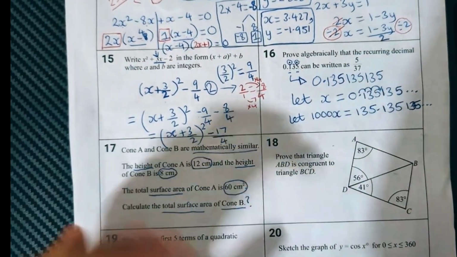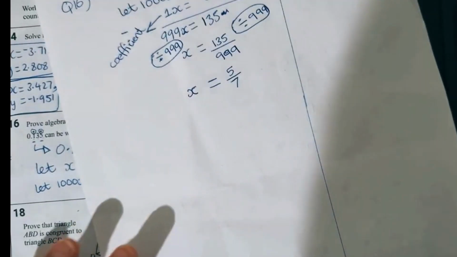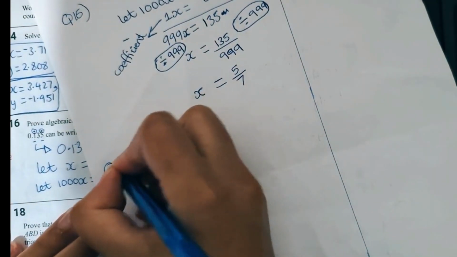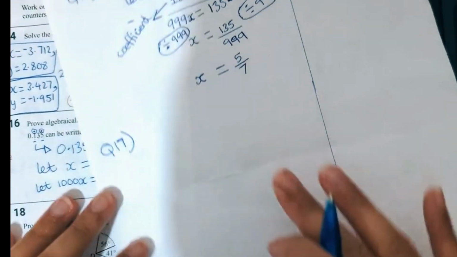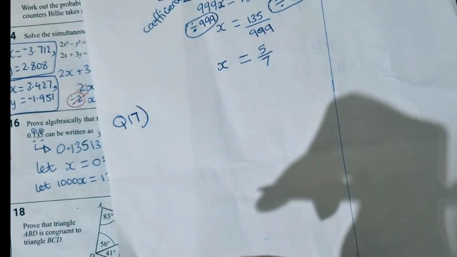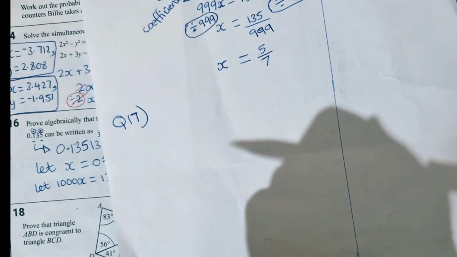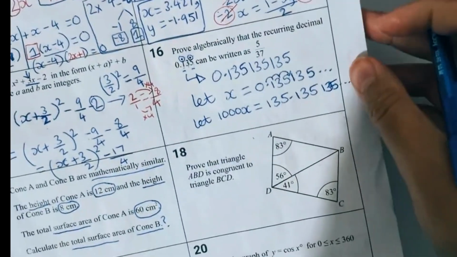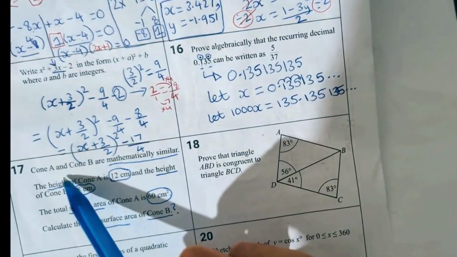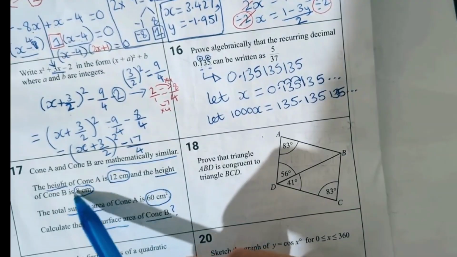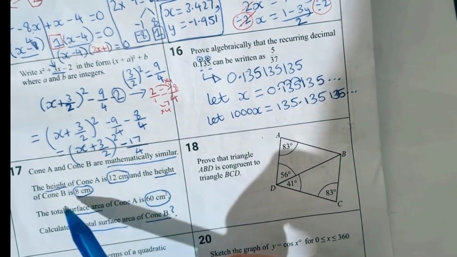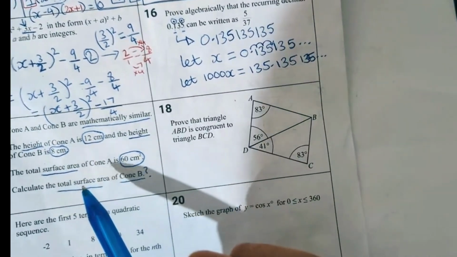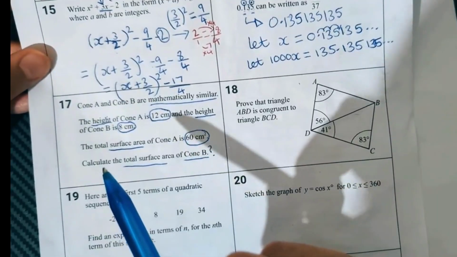I'm just going to make a start now on question 17 here, and I'll do it on the other piece of paper, so mathematically similar shapes. Question 17. The first thing that we can do is work with the knowledge that we've been given. So we've been given the height of both of the cones. Cone A is 12 and cone B is 8 centimeters. I don't know if you can see it.